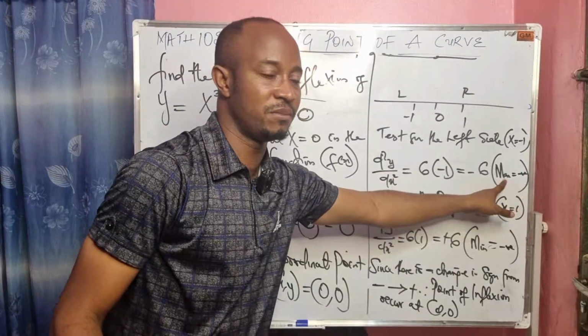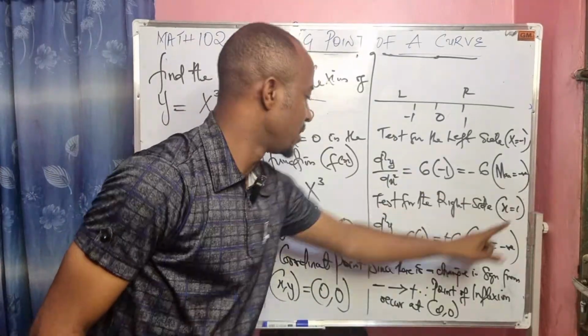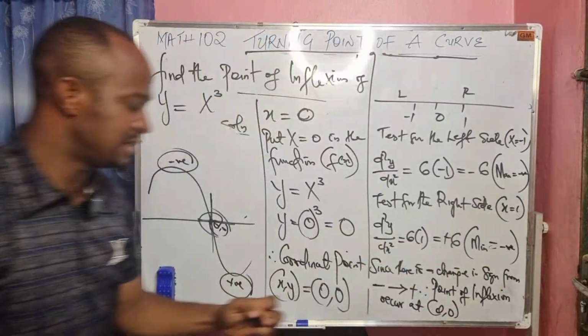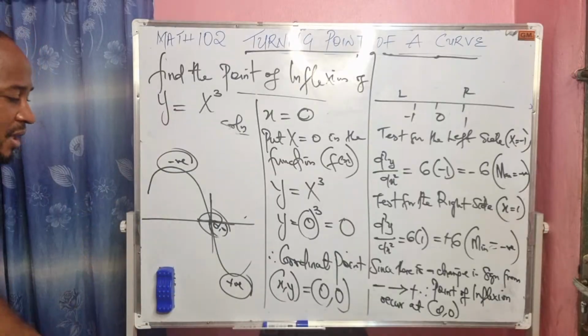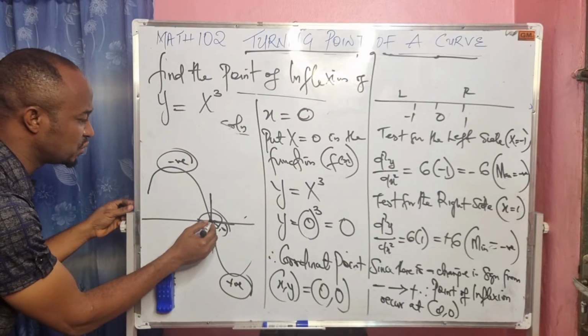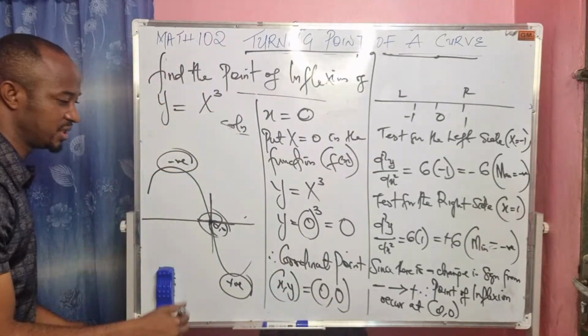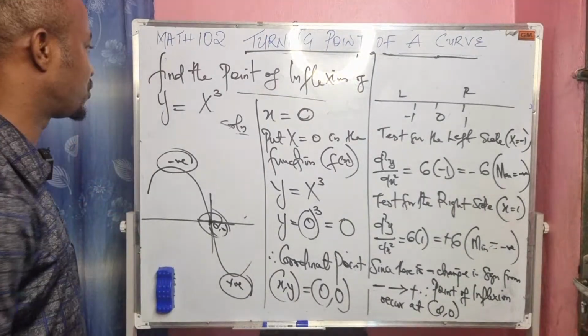-6 means maximum. When d2y over dx squared is negative, it means maximum. When d2y over dx squared is positive, it means minimum. That means the sign changes from maximum to minimum. And the point where we have our point of inflection is at the origin, which is 0, 0. Let's see example 2.